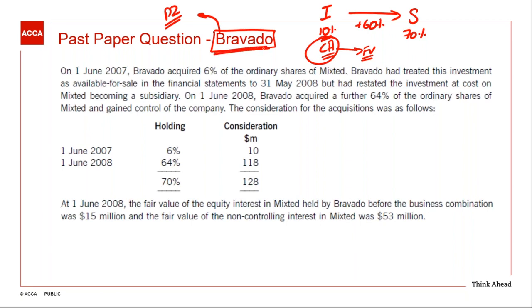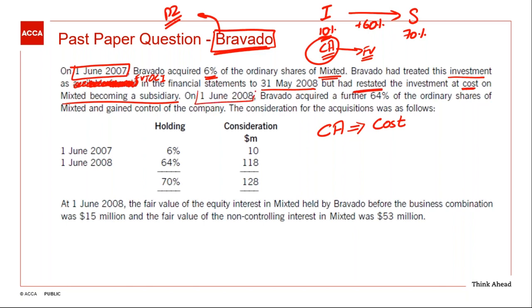So this is a Bravado question. Let's read it out. The question says that on 1st June 2007, Bravado acquired 6% of the ordinary shares of Mixed. Bravado had treated this investment as fair value through OCI. Available for sale is a term which used to be there, but now we know it as fair value through OCI. In the financial statements to 31st May 2008, Bravado had restated, meaning changed, the investment to cost on Mixed becoming a subsidiary. This means the question is saying that we are carrying the investment at cost.